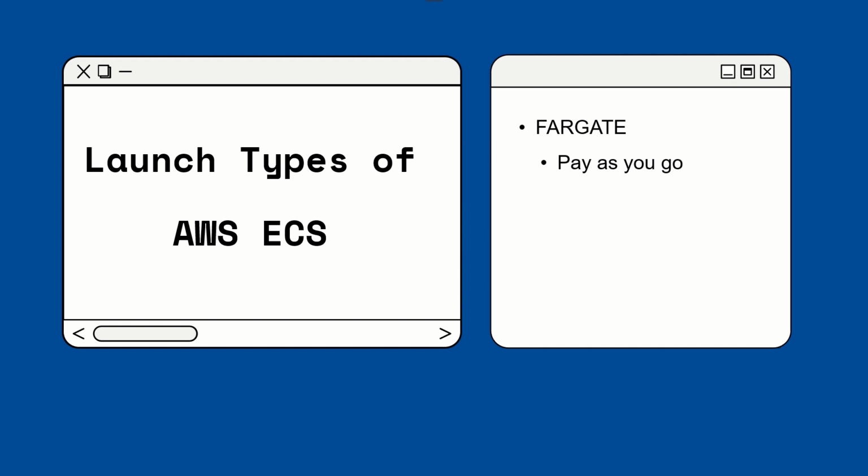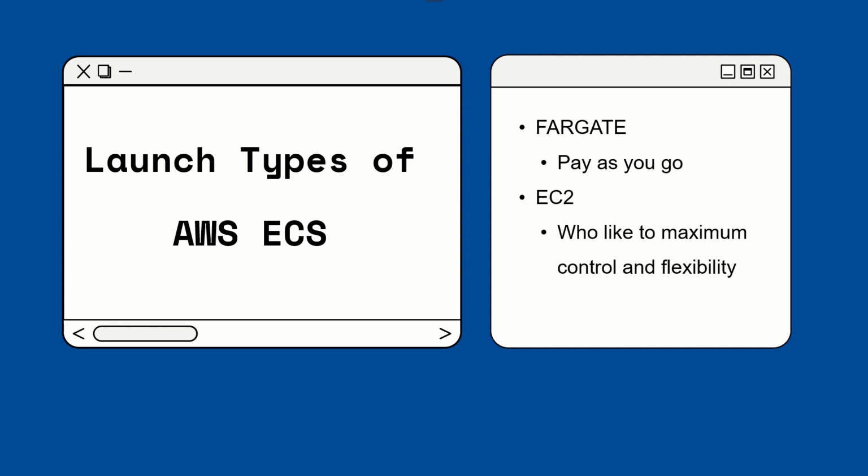First up, we have Fargate. This is the serverless pay-as-you-go compute engine. This is the best part: you don't need to manage servers or handle capacity planning. Fargate takes care of all that for you. It's like having a personal assistant for your application. Plus, you can select the exact CPU and memory that your application requires.